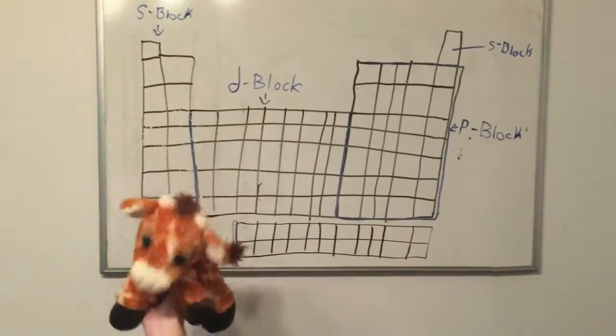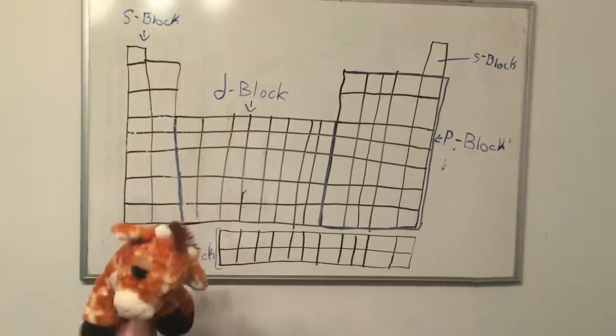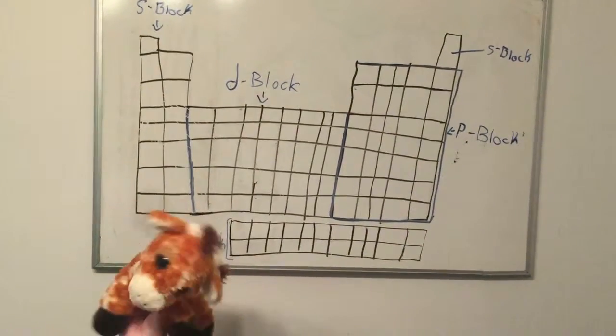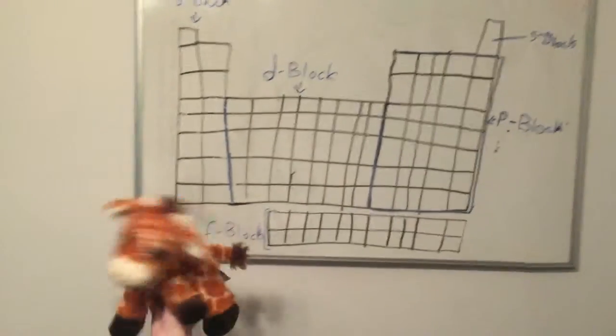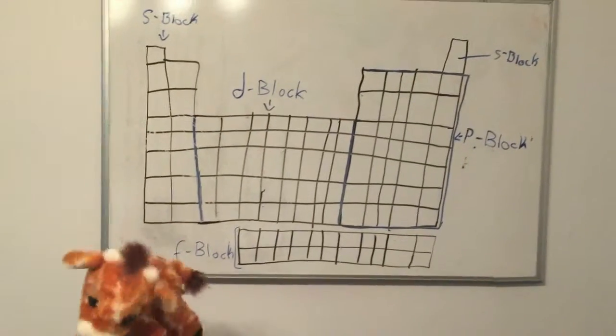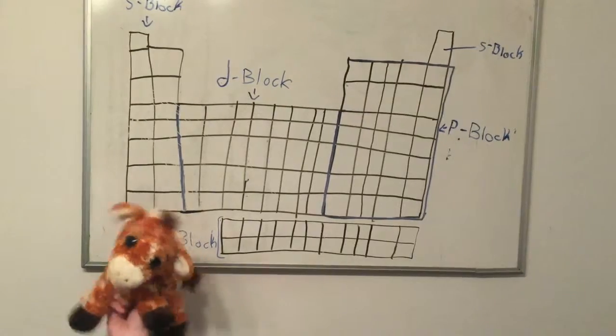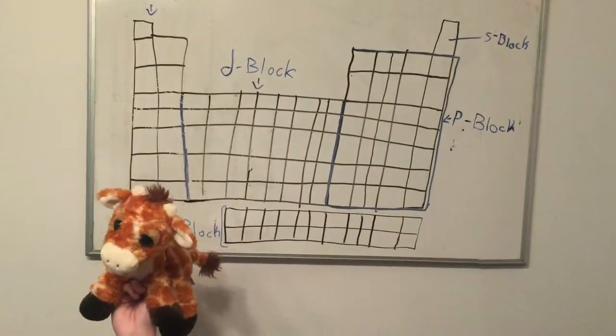Next is the electronegativity, which is the measure of the tendency of an atom to attract a bonding pair of electrons. From left to right across a period of elements, the electronegativity increases. From top to bottom down a group, the electronegativity decreases.